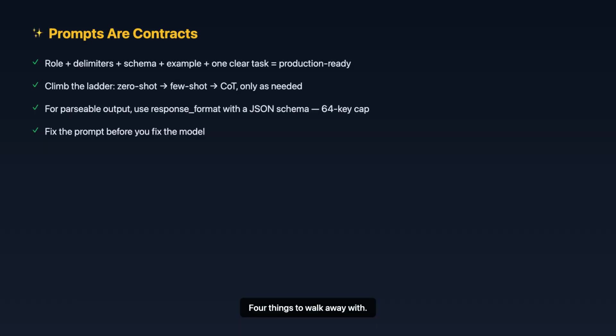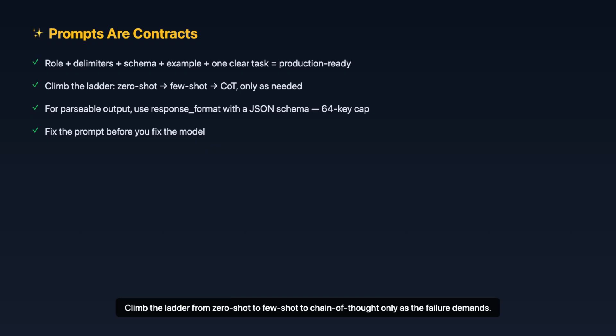4 things to walk away with. Role plus delimiters plus schema plus example plus 1 clear task. That's the production-ready contract. Climb the ladder from 0 shot to few shot to chain of thought only as the failure demands. When parsable output matters, use response_format with a JSON schema, and remember the 64 key cap, and always, fix the prompt before you fix the model.